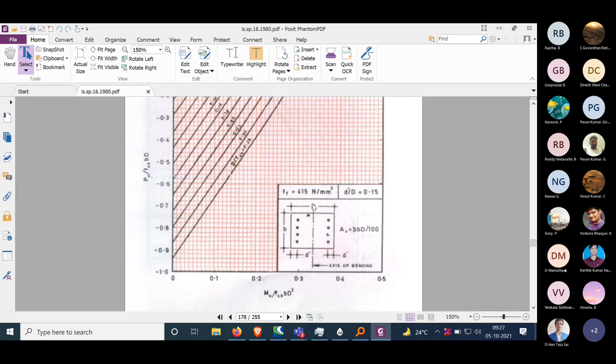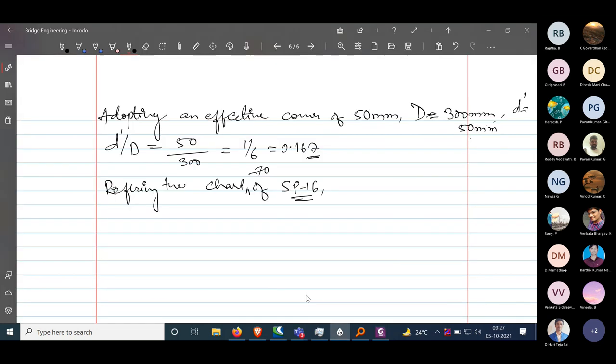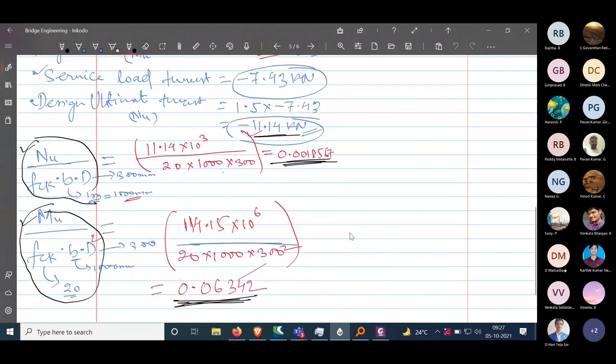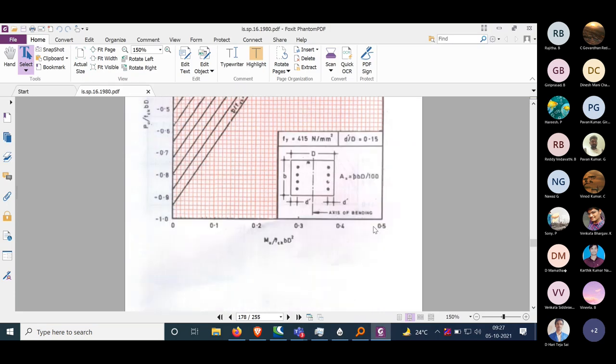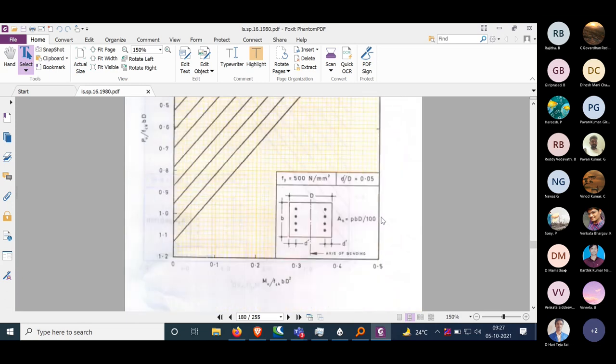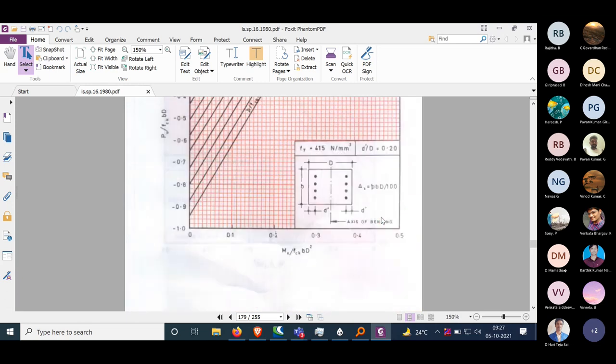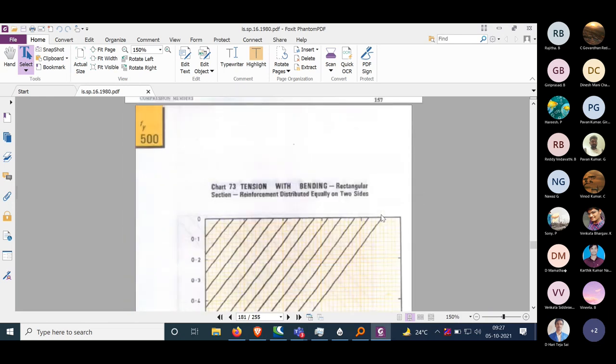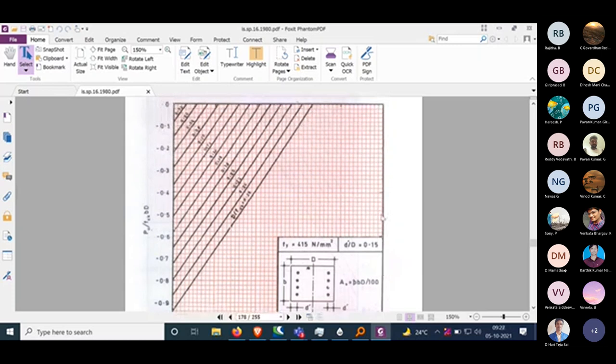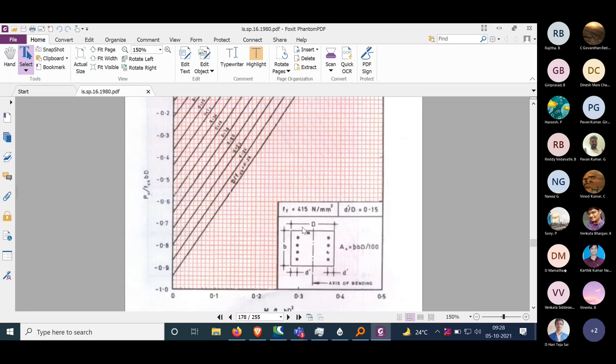And fy is 415. Okay, so here what is the Mu by fck bd square value? Mu by fck into bd square is this one, 0.06342, and it is 0.0018. Okay, so 0.06, here it is there 0.05. No, so here again it is not there. So here, wait, chart 70, yes, this one.